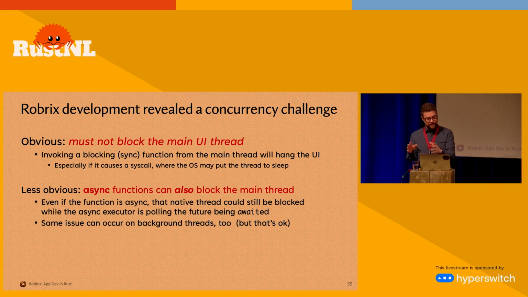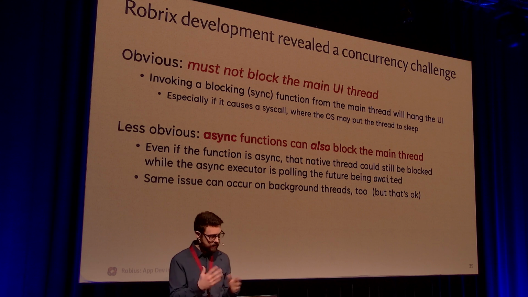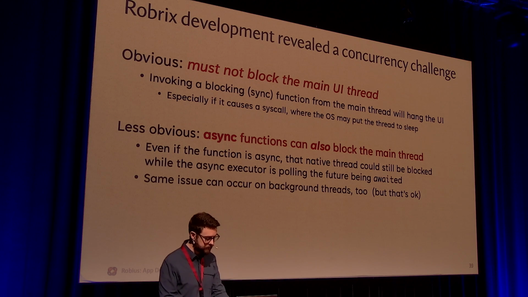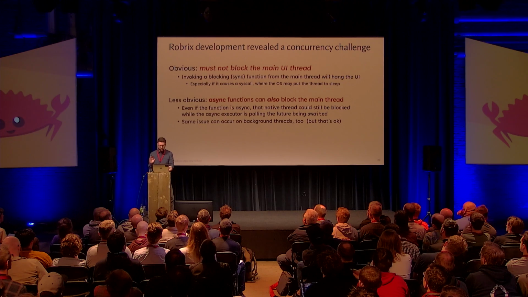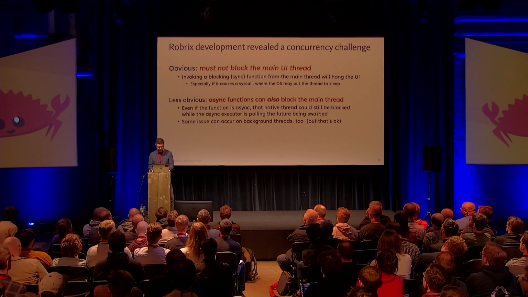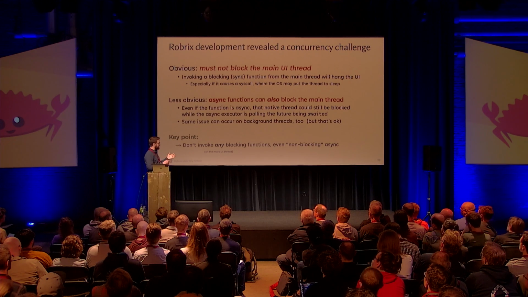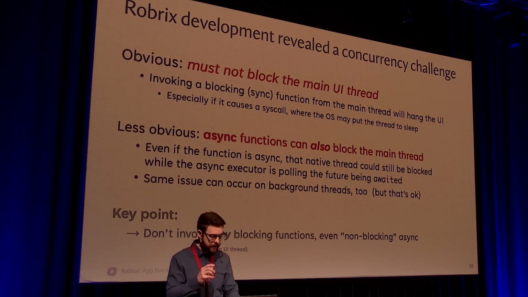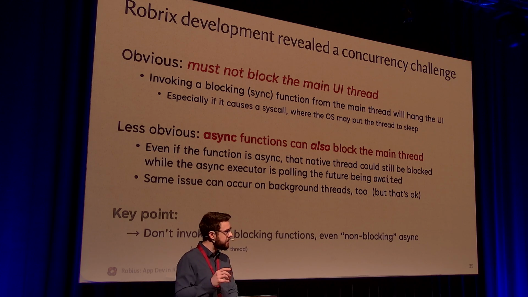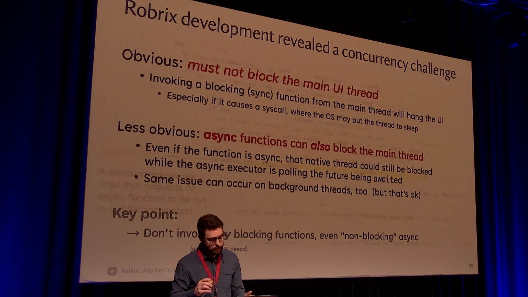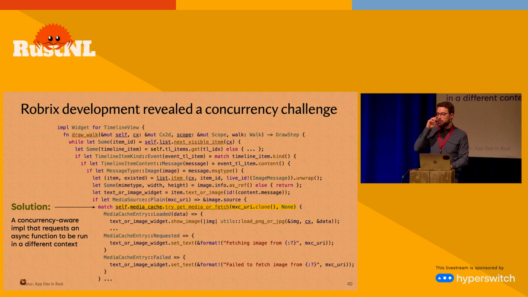What I mean by that is that the main UI thread's time slice would be used by the async executor rather than the UI toolkit, which generally expects full control over that thread. You can have the same problem on background threads, but it's not really an issue because those aren't blocking the UI. So the key point, in our opinion, is that we shouldn't invoke any blocking functions, even async ones, on the main UI thread. That causes a lot of difficulty because now you have to deal with multiple forms of concurrency.